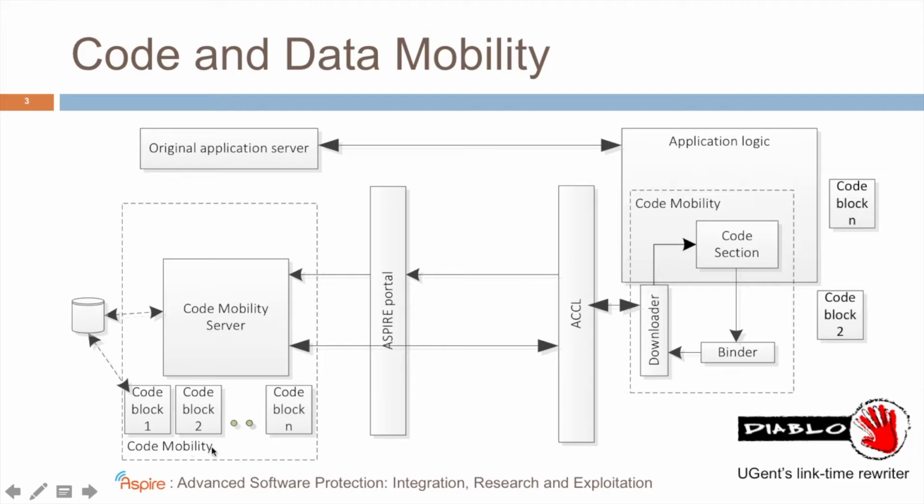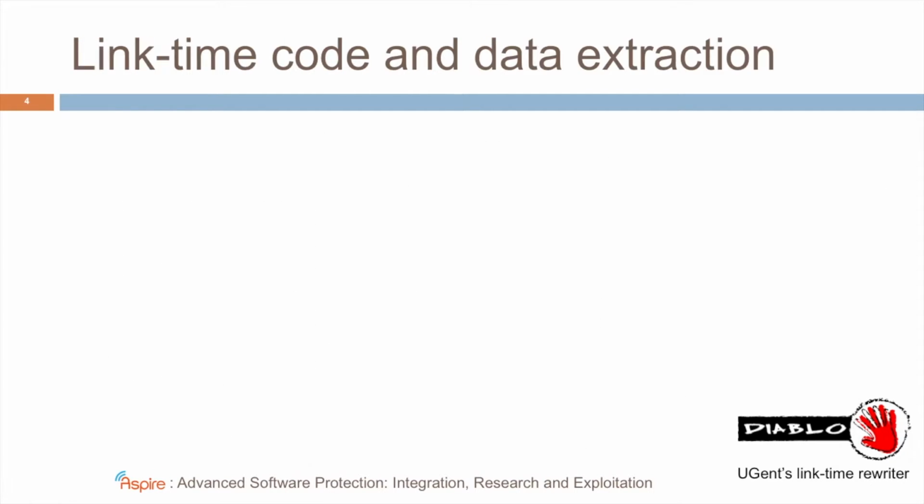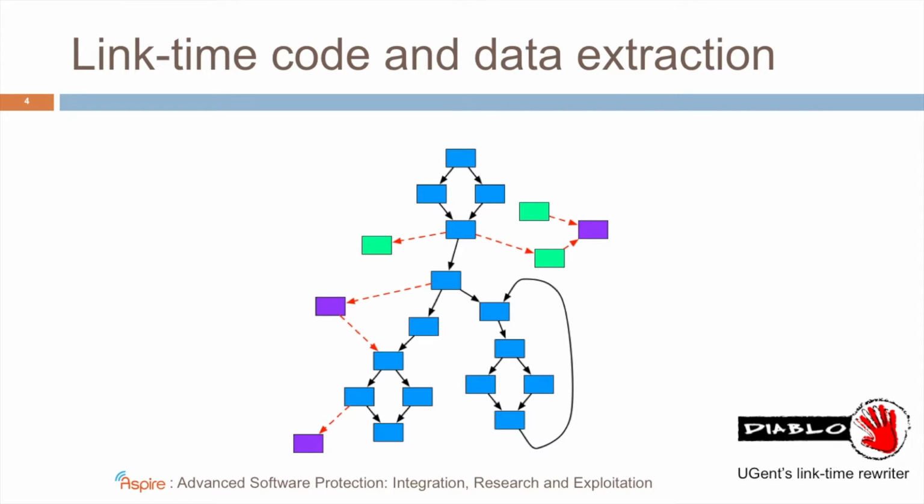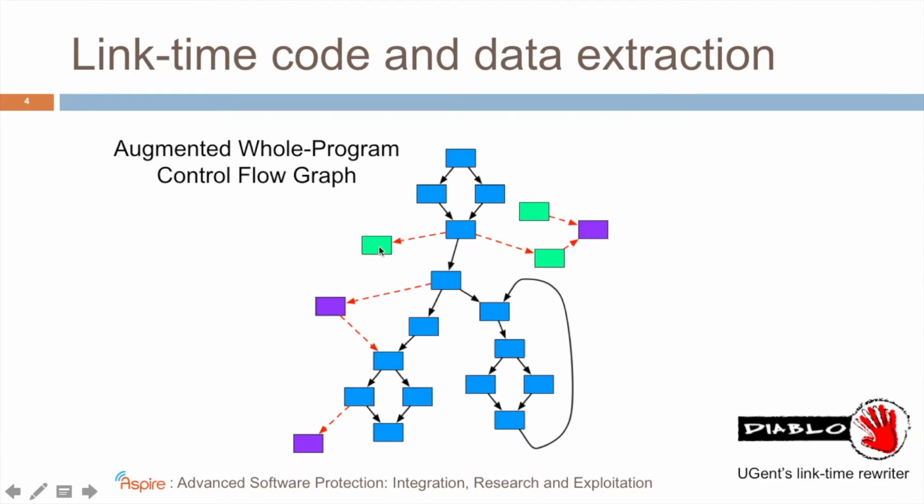Now the code blocks that we've shown here, they do not only have to contain code. How does that work? Well, in Diablo, if we look at its internal representation, we see that it looks somewhat like this. In blue here you see a regular control flow graph, so these are basic blocks, but this is not just a control flow graph. In Diablo we call it an augmented whole program control flow graph. We link the code of all functions, and moreover the blocks you see here in green and in purple, those represent data sections of the original object files that were linked into your program.